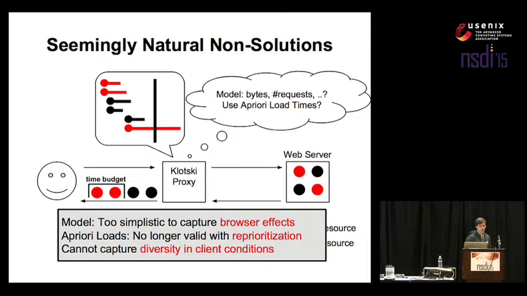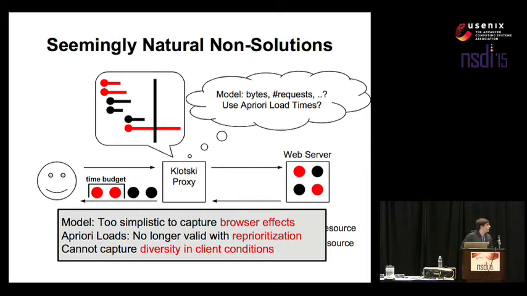There's also, you could think, well, what if we use the information about past loads, right? When we built the dependency structure, we had to load the website a couple times. Maybe we can reuse that. Well, because now we're introducing prioritization and we're changing the order of the loading of objects, the past loads are actually not that useful for predicting the future load. And the last thing is that all of these can't capture the diversity in client conditions. So what happens if the client has a really bad network connection or just has a slow phone?